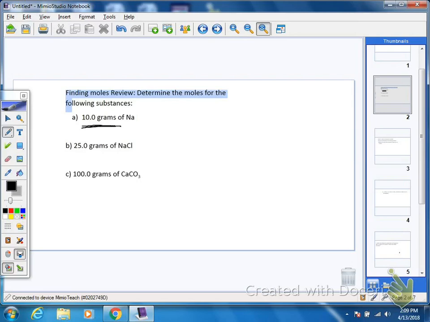of sodium. When you look on your periodic table, each of the elements, if you remember, has a weight that represents the number of grams in a mole, which is the same number for everything. If you look up sodium, it's 22.98, and that's how many grams are in a mole for sodium.